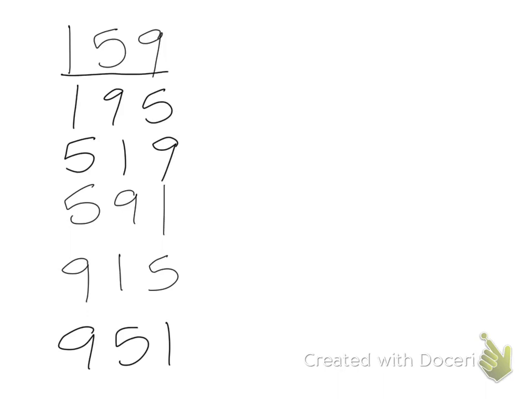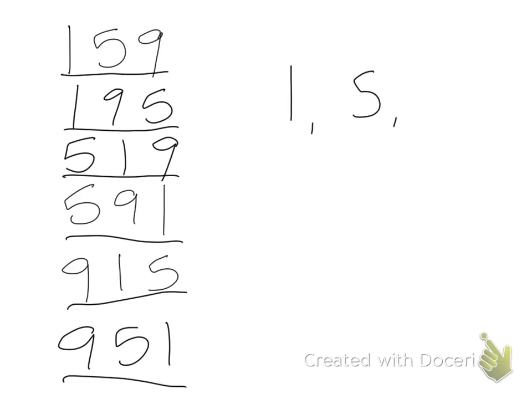159, 195, 519, 591, 915, and 951. If you notice, all of these numbers are made using the same three digits. They all use a 1, a 5, and a 9. But are they all the same number? No, they're not, because they're all written in different orders.